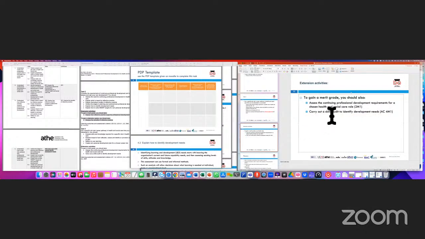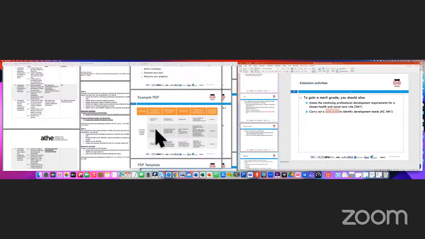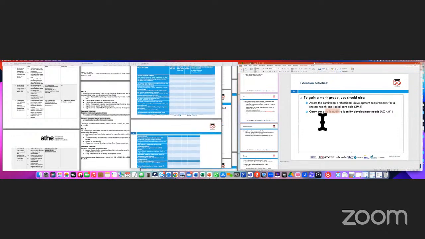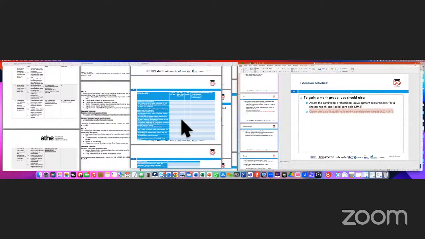Now, again, this is asking you to carry out your skills audit. So if you fill that template, which I've shown you, either for the healthcare worker or the generic skills audit template, which is given in the learning outcome 4, this one is a Word document, that will straight away complete your merit task. You don't need to do anything. You've carried out your skills audit.